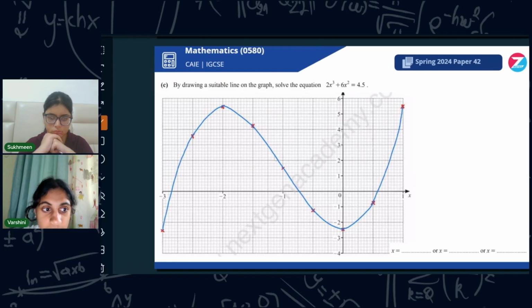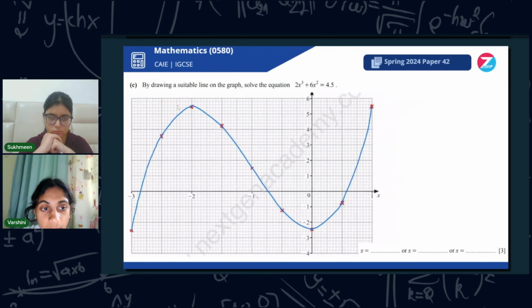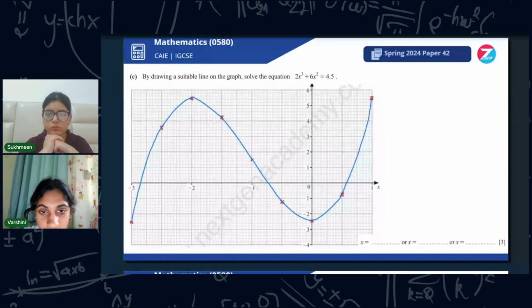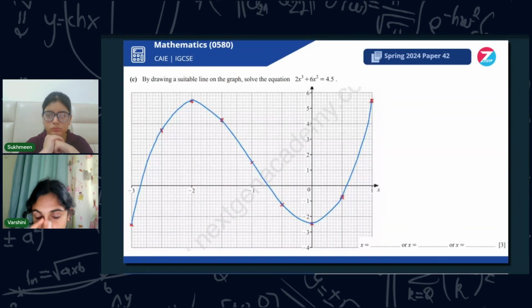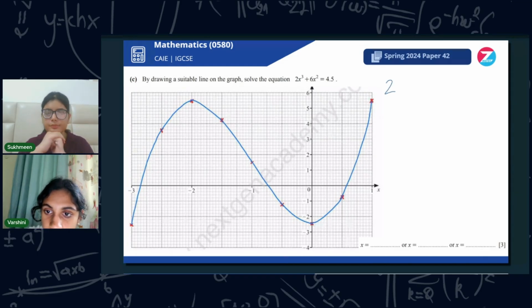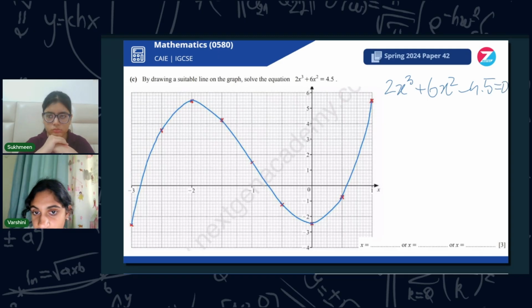Okay, part C. By drawing a suitable straight line on the graph, solve the equation 2x cubed plus 6x squared equals 4.5. So first, let's rewrite this so it looks similar to the other one by making this 2x cubed plus 6x squared minus 4.5 equals 0. So we just subtracted 4.5 from both sides to put it in this format.